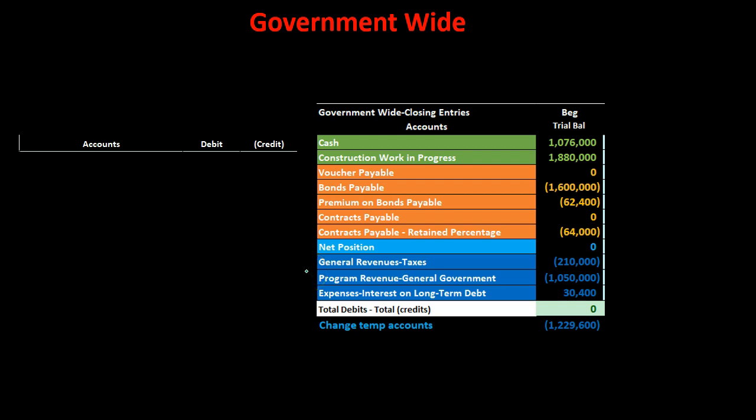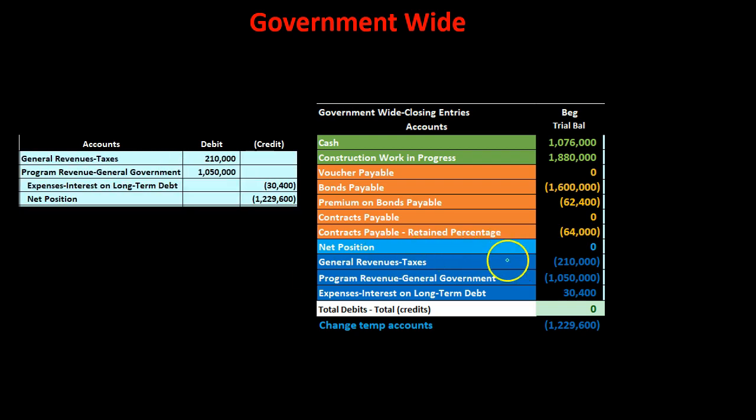We're just going to pick up all of these blue accounts, see what's in them, and do the opposite thing to them in order to make them go to 0. So we have the general revenues. It has a credit balance. We're going to do the opposite thing to it, debit it, to make it go to 0.